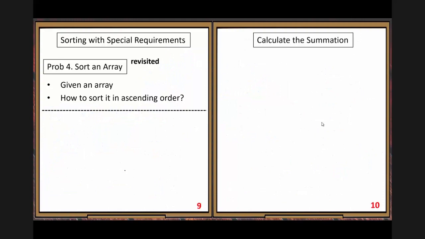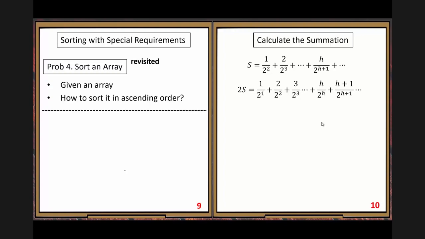Let me use this space to do the calculation. S equals that. You can see the denominator is a power of 2, and the numerator is consecutive integers, 1, 2, 3 through n. So we want to take advantage of the structure. Here is the insight, the key of the manipulation.